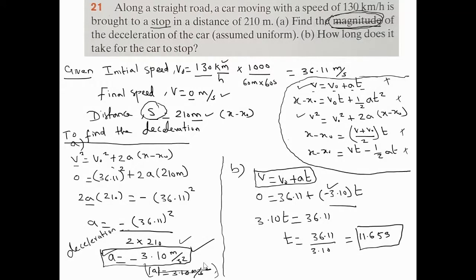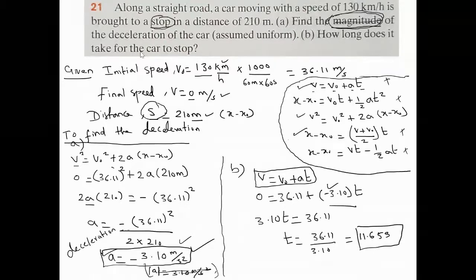And part B, can I use any formula? Yes, of course you can use this formula. It's very easy. You will get the same answer. How did you know the final speed is 0? When you reach this 210 meter, your car is stopped. What is the meaning of stop? When the car is stopped, what is your speed? It is 0. Am I right?